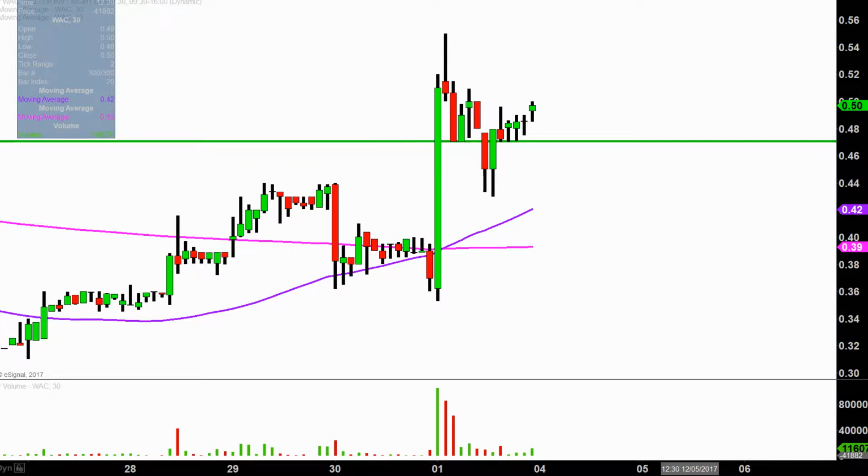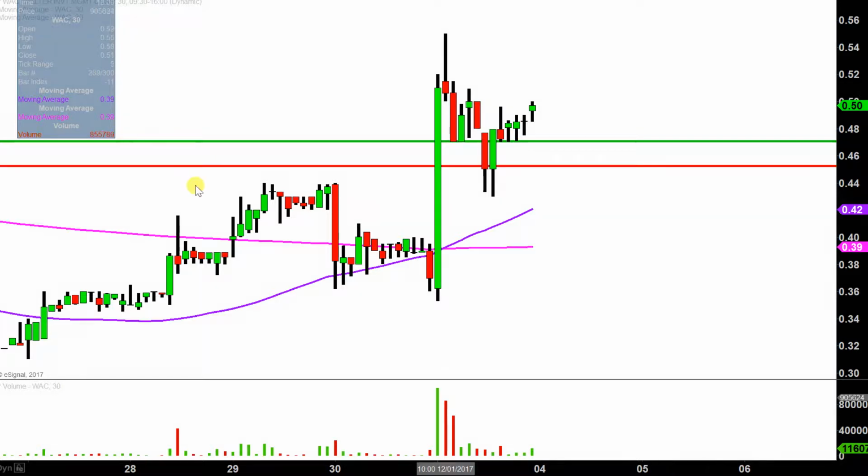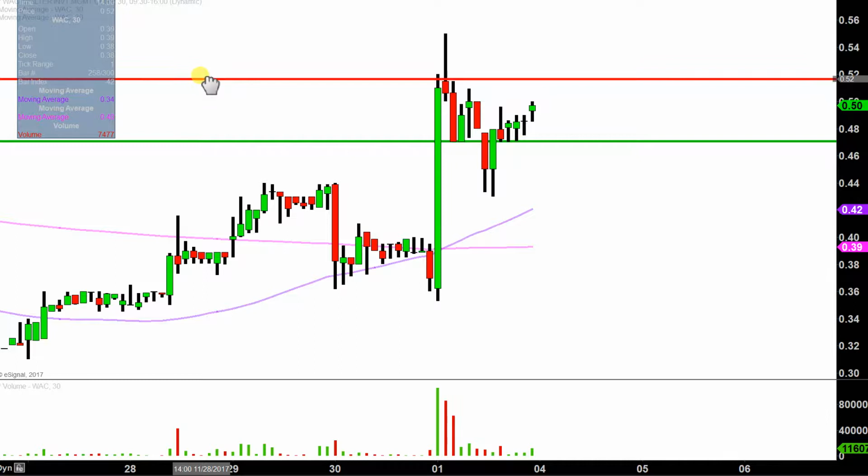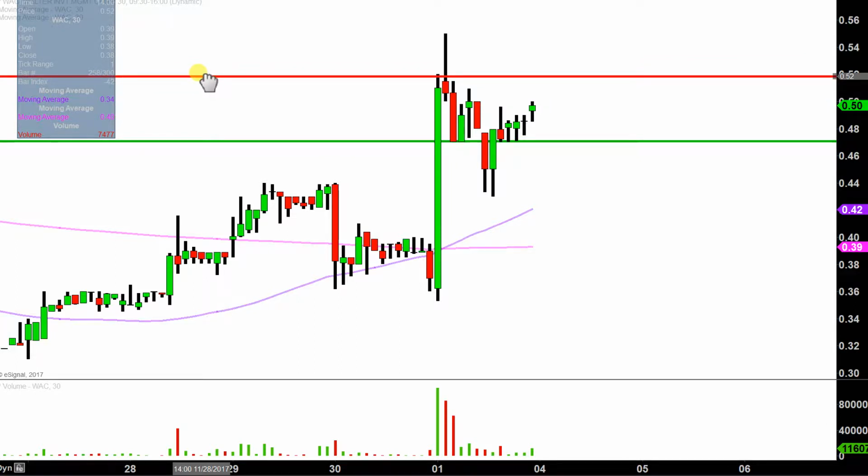Now, what about areas of resistance? As it stands right now, I'm just going to focus on one level of resistance, and I'll explain that in a second. The key level of resistance going into Monday is going to be right up there at that 52-cent mark. The reason I'm just talking about one level of resistance is that, in my opinion, breaking levels of resistance is not really the top priority right now for the chart.